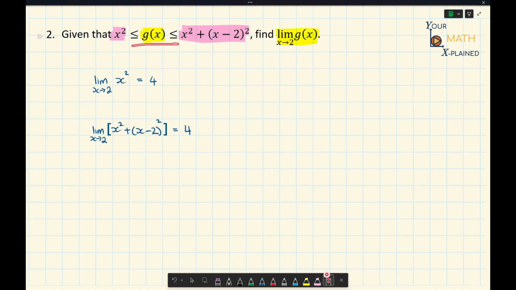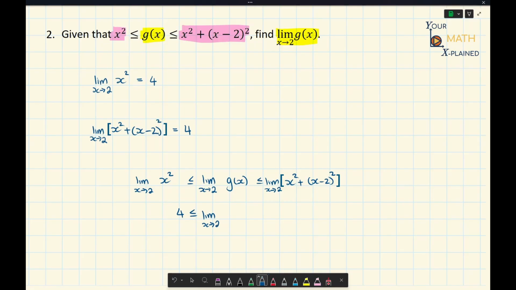And we know that g of x is sandwiched in between them. So we can now use our squeeze theorem to say that the limit as x approaches 2 of our function g of x must be in between the limit as x approaches 2 for our bottom function and the limit as x approaches 2 for our upper function. And since we've evaluated both the lower and upper function, we get that 4 is less than or equal to the limit as x approaches 2 of our function g of x, which is less than or equal to 4.